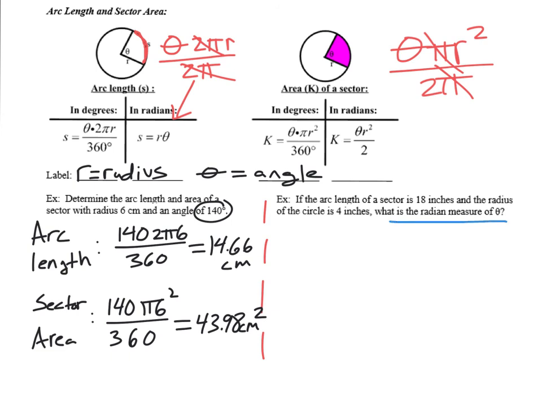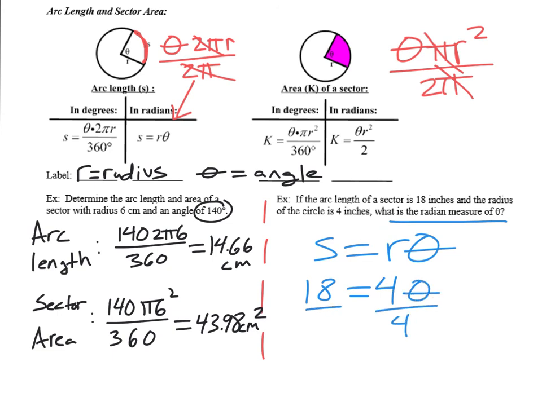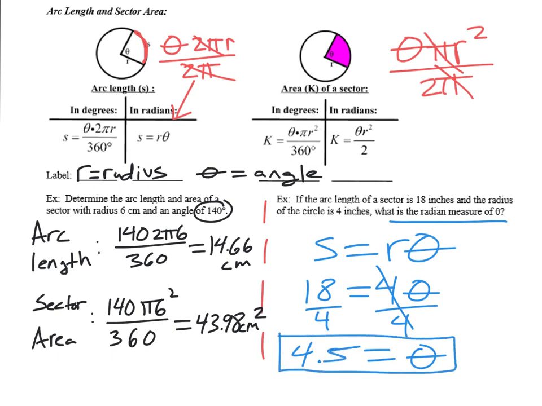So that tells me formula-wise, I'm in radians and looking at arc length, so I want that one. Told me that S was 18. Told me that R was 4. And divide both sides by 4. This does involve a little solving. I divide it by 4, and I can see that the angle that it's talking about is 4.5 radians.